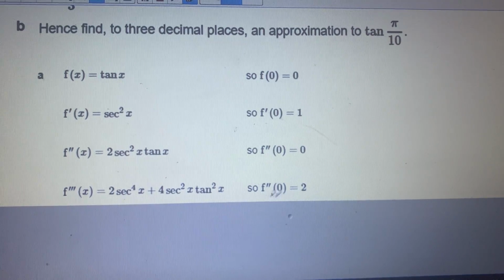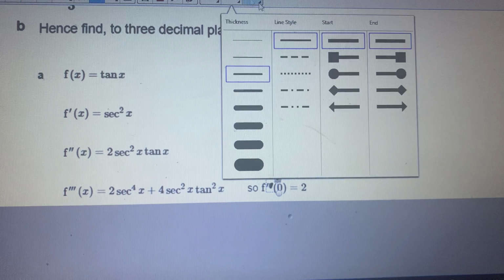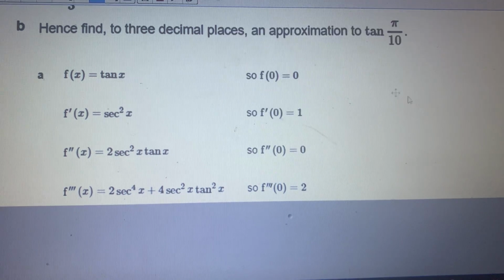And of course, treble dash, so can you see they've just got a little error there. There's a little dash missing that I've now made a right pig's ear of trying to make look a bit better. Can I make that a bit smaller? That's better, isn't it? Right, so f treble dashed of 0 is 2.